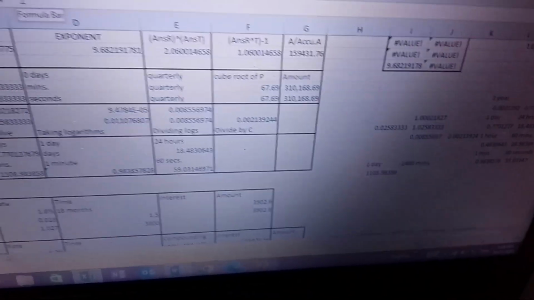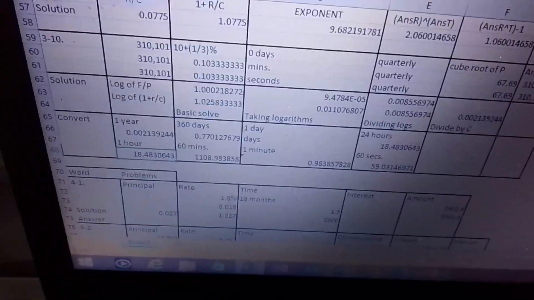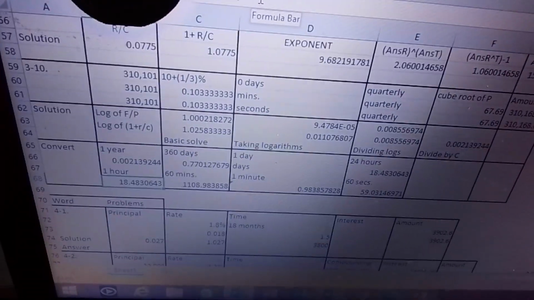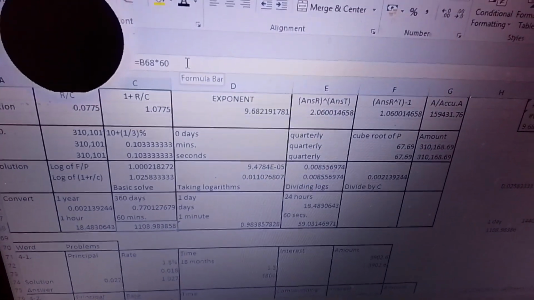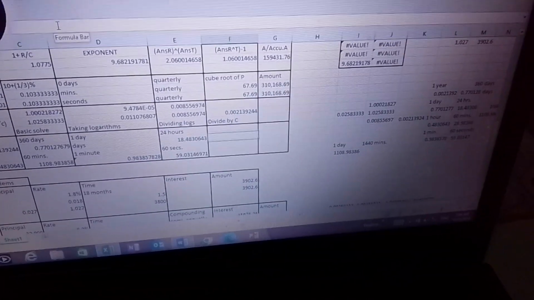So, therefore, doing this again. 1 hour is worth how many minutes? 60 minutes. So, therefore, we do this: 18.48 times 60. This is my solution sheet. And doing that will give you 1,108 minutes.